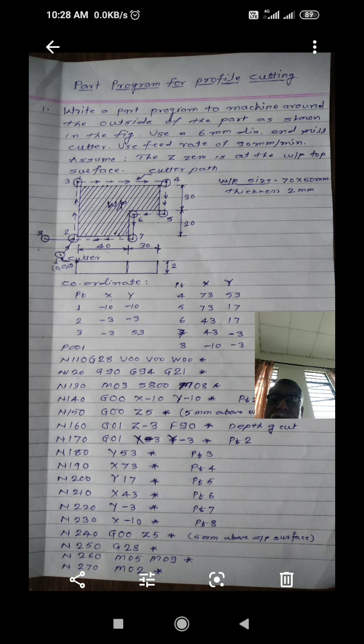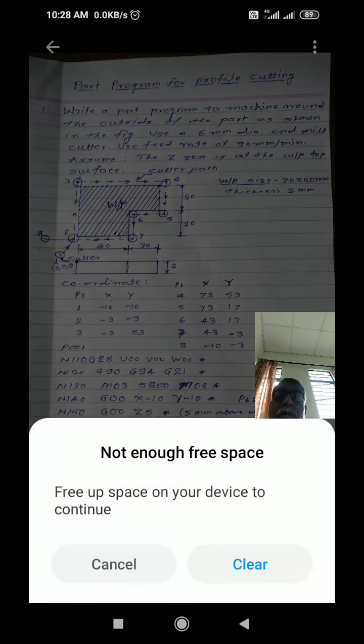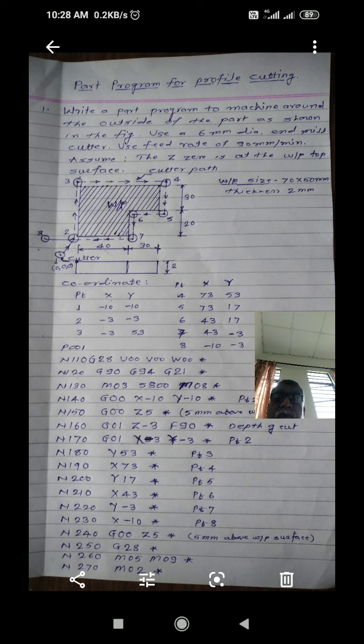Is it okay? Then move the tool from point 4 to 5. You have to move the tool along the y-axis only. The x-axis remains the same. What are the coordinates of the point 5? 73, 17. Okay. Therefore, move the tool along the y-axis to point 5, having coordinate y 17, that is block number N200, Y17, end of the block.